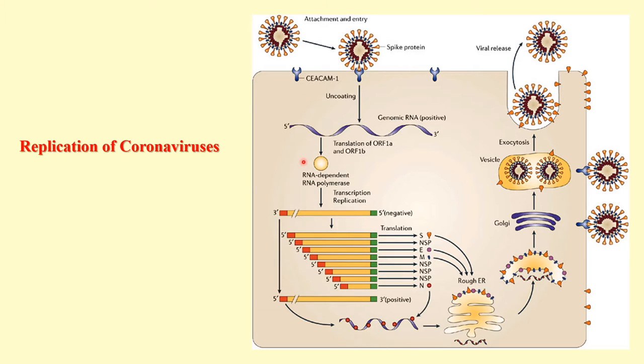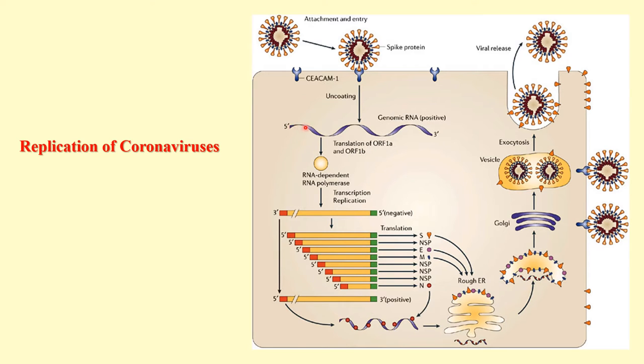RNA-dependent RNA polymerase. Okay? So then the RNA-dependent RNA polymerase will convert the positive sense or positive strand coronavirus RNA into a negative sense. So you can see the positive sense is from 5 prime to 3 prime, negative sense from 3 to 5. This is positive, this is negative. Then what will happen after that? Under the influence of RNA-dependent RNA polymerase, this negative sense will become a positive sense. And it will form more copies of the positive sense RNA of the coronavirus.